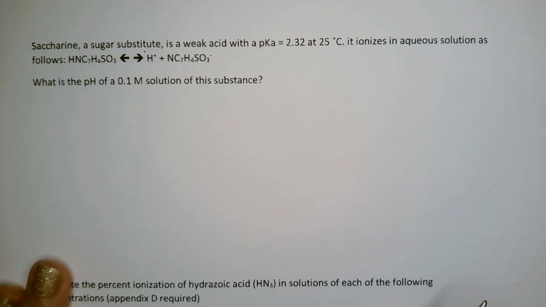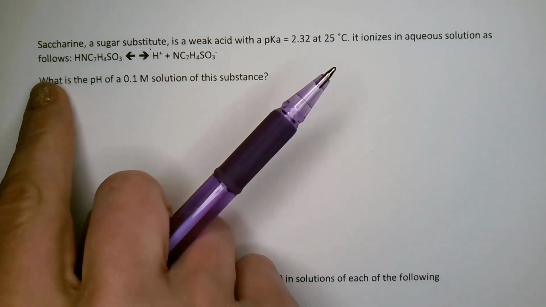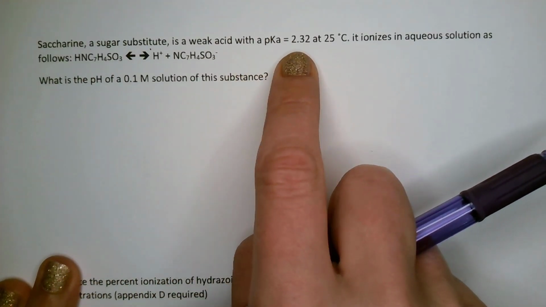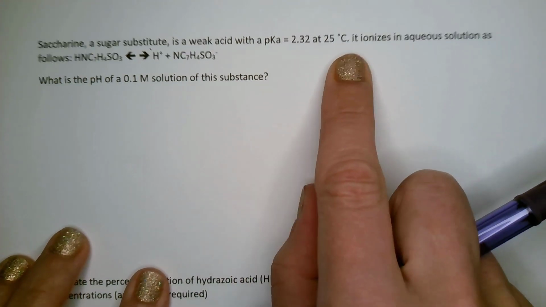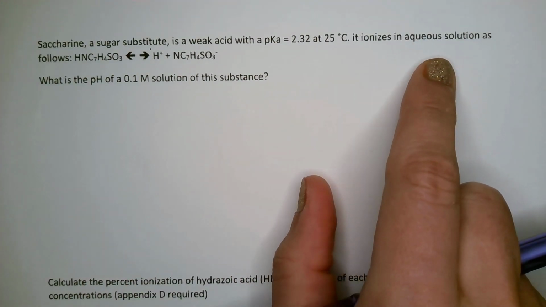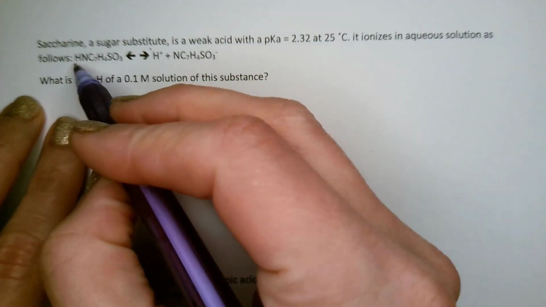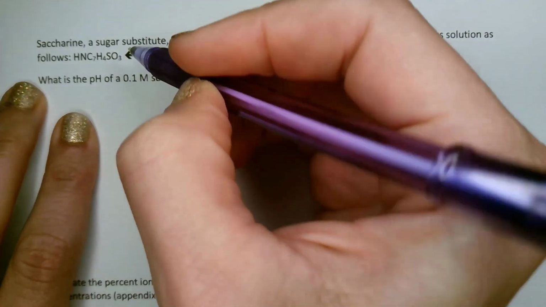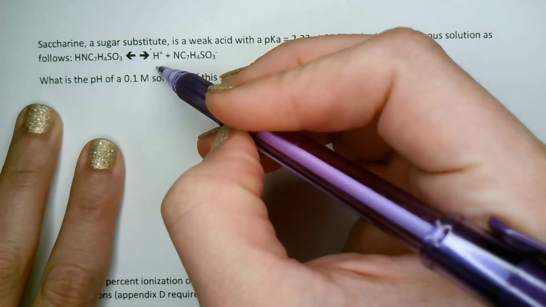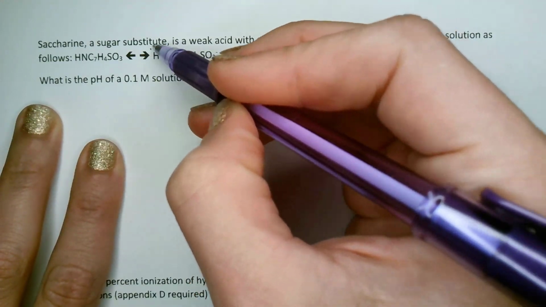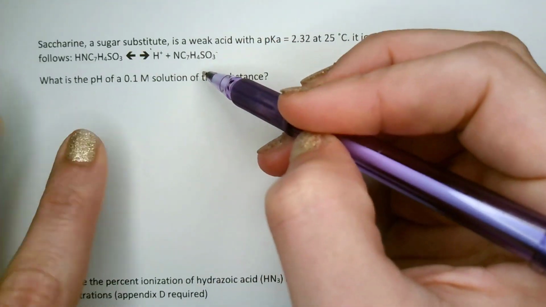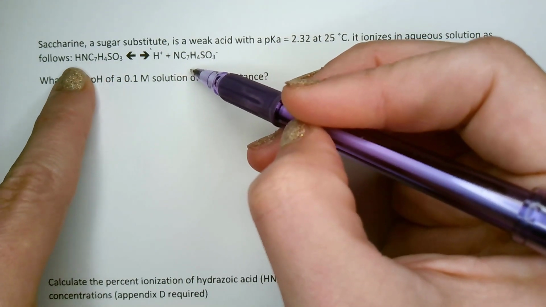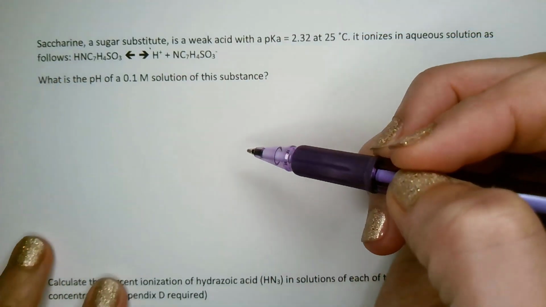Let's look at another example. We've got saccharine, which is a sugar substitute. It's a weak acid with a pKa of 2.32. It ionizes in aqueous solution as follows. So we have our saccharine, and of course it's in water, so it dissociates into H+, or as we know, H3O+, and the conjugate base, which is the same minus that acidic hydrogen.